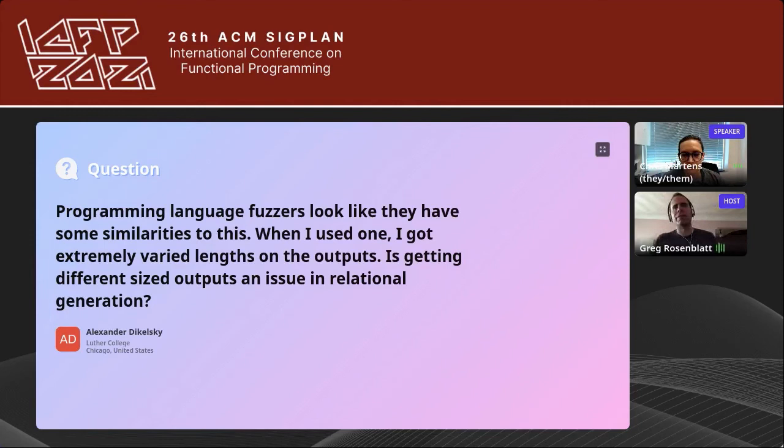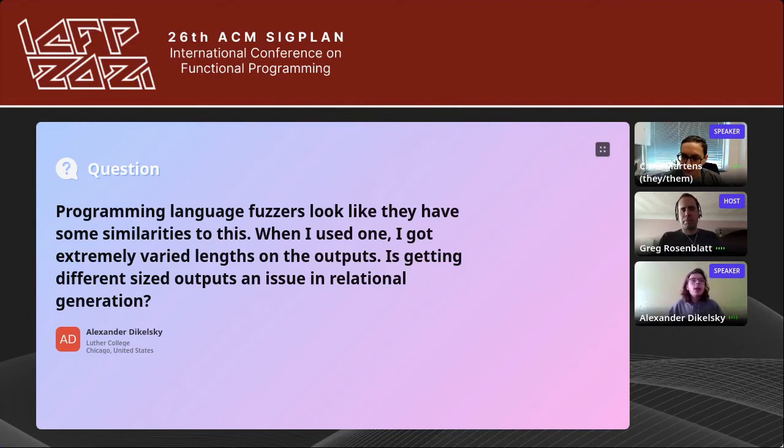Yeah, sure. Programming language debuggers look like they have some similarities to this. When I used one, I got extremely varied lengths on the output. Sometimes I got, I don't know, three-argument programs, and then sometimes two-page programs. Is this an output problem for relational generation as well?